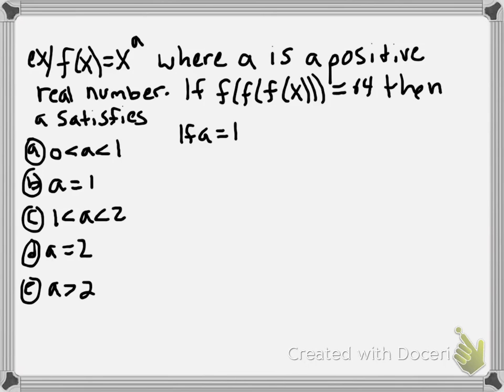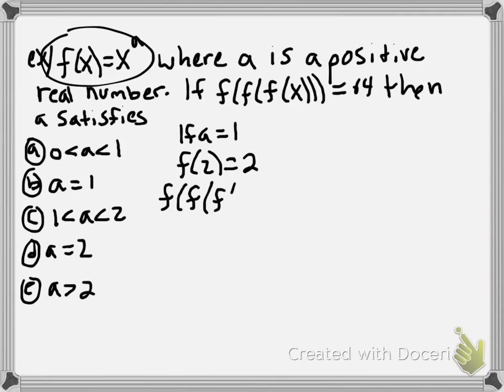Well, if my a is 1, then looking back at this function up here, my f of 2 is going to be equal to 2 to the first, which is just 2. So now I know what f of 2 is, and I could start solving this if I wanted to. So in my function, this one is f of f of f of 2, because we're trying out a 2 in this case. I think I have all my functions in there. Okay, so now I want to find f of 2.